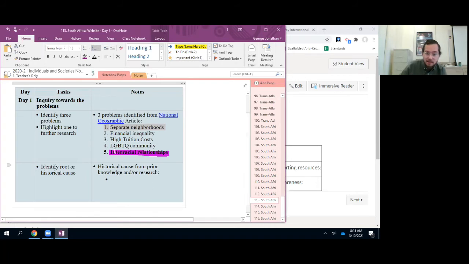High tuition costs. Let's look down because we already talked about financial inequality. Let's look at high tuition costs. What programs could occur? Maybe one step is you can promote free college, through the government getting more taxes from its citizens to provide free college to individuals. Or maybe free community college, something along those lines.